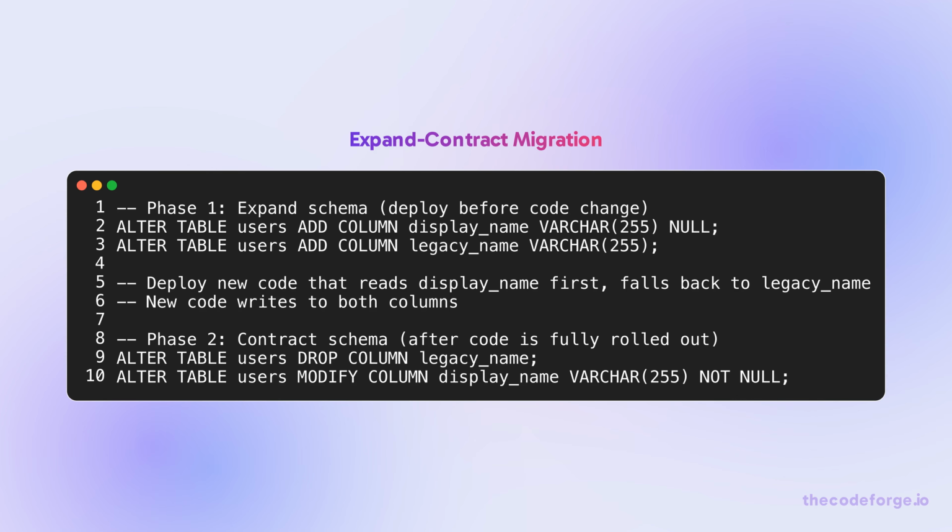New code reads the new column first, falls back to the old one. Phase 2 drops the old column and makes the new column not null. Never do this in one deploy.